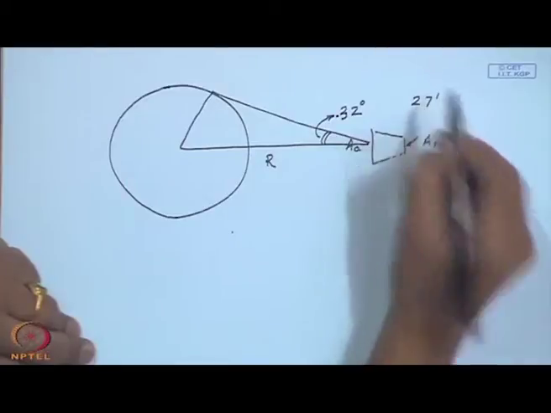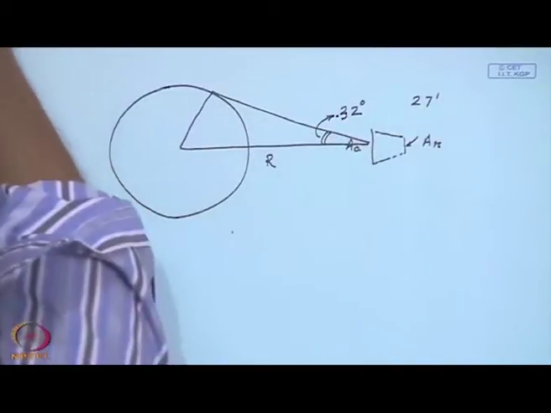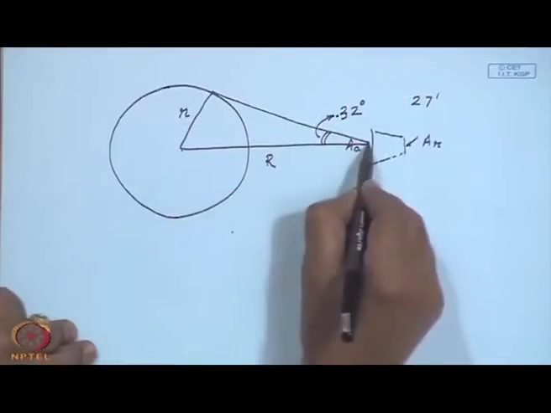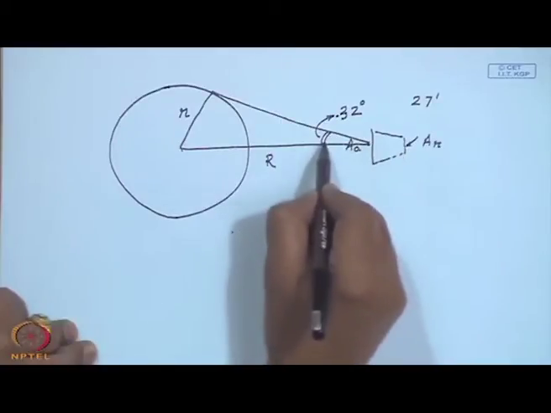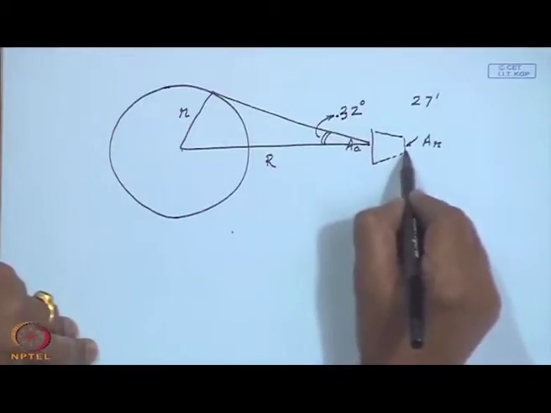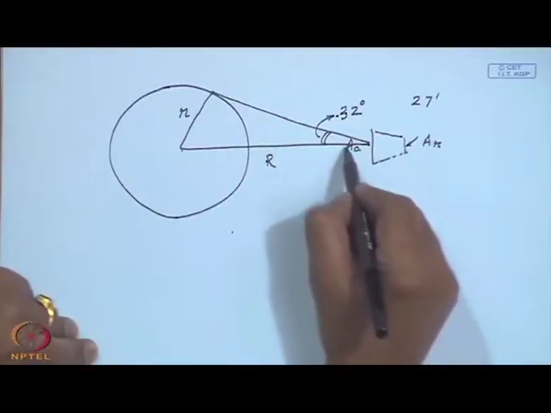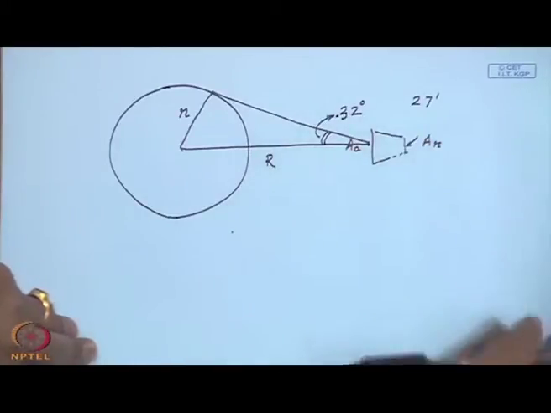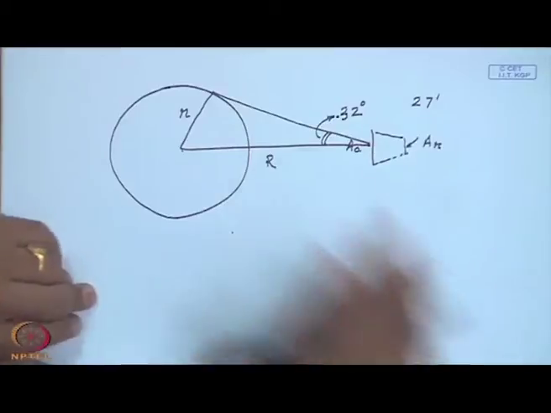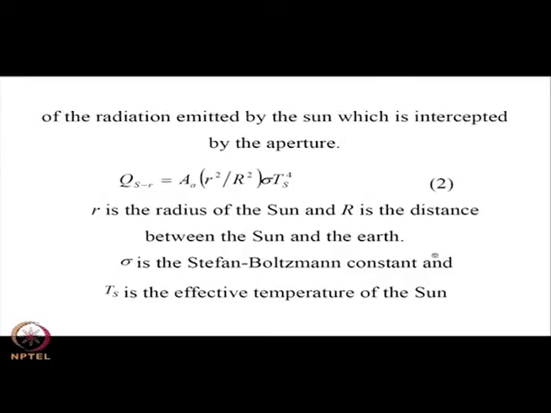or 27 minutes. For a perfect concentrator, so this is the sun of radius r at a distance from the earth of capital R, and the angle subtended is 0.32 degrees onto the aperture area of A a, and A r is the receiver area. You do not have to worry that this should be before or after, it is only a symbolic representation that shows A a is not equal to A r, A r is a smaller thing. The issue is, if we consider a circular concentrator, can I make A r almost 0, making the concentration ratio infinity.